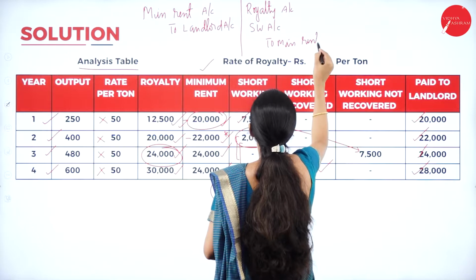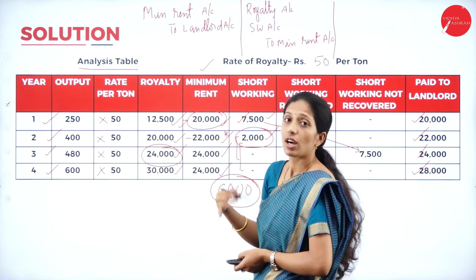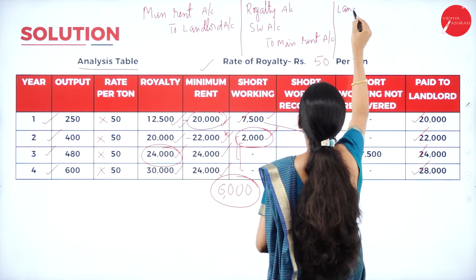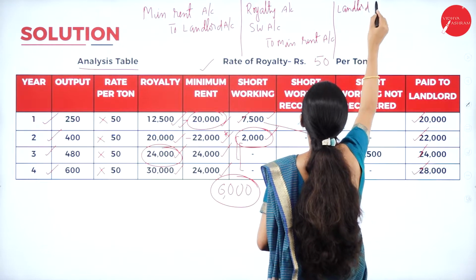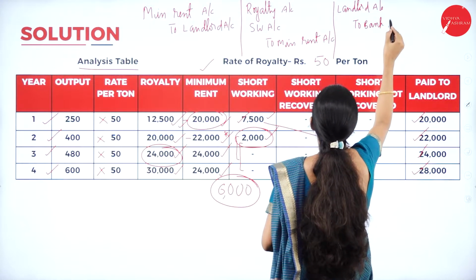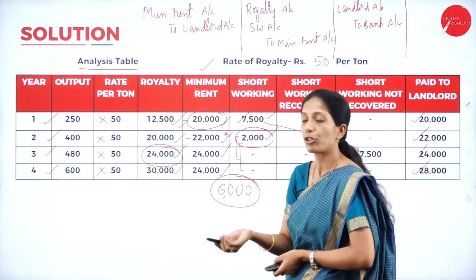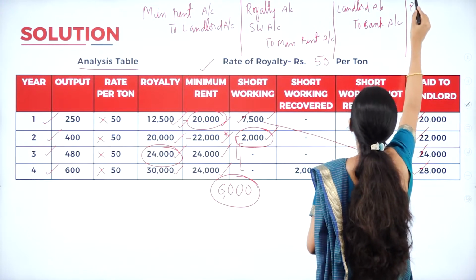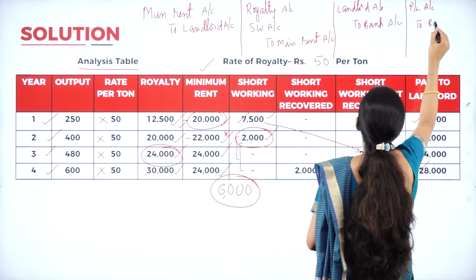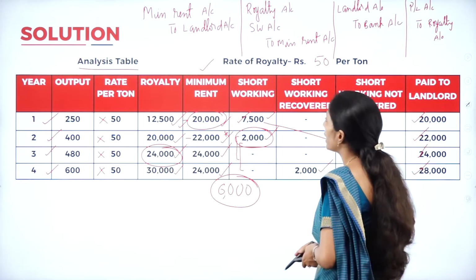So this will be the second entry. Now third entry is you are actually making the payment to landlord. So your entry is landlord account debtor to bank account. Next, fourth entry, you are going to transfer the royalty to profit and loss account. So profit and loss account debtor to royalty account. So this is the fourth entry.